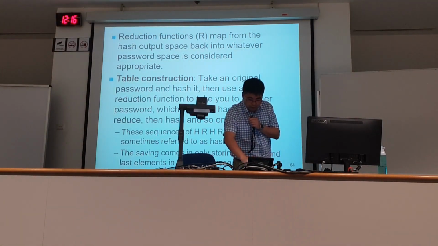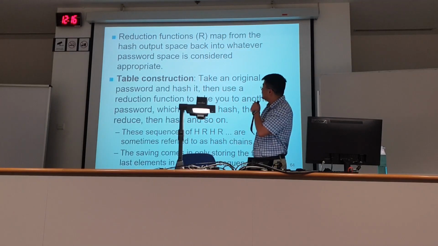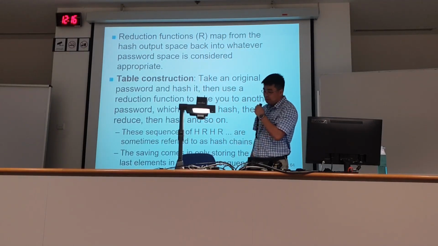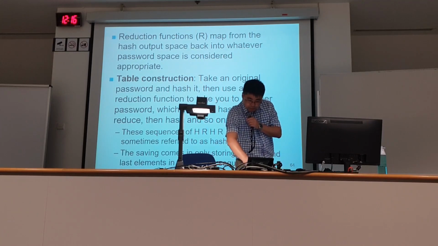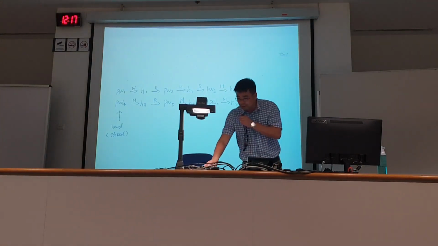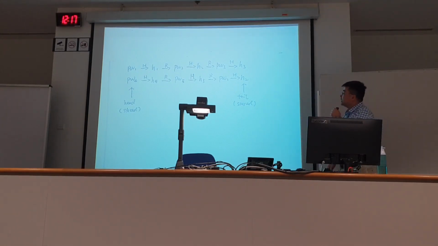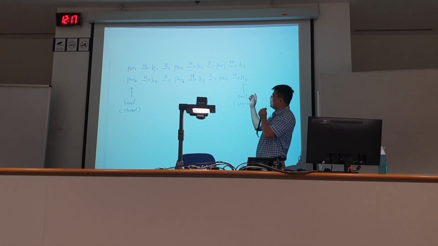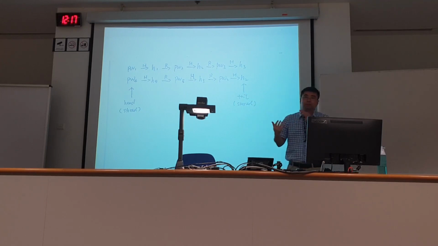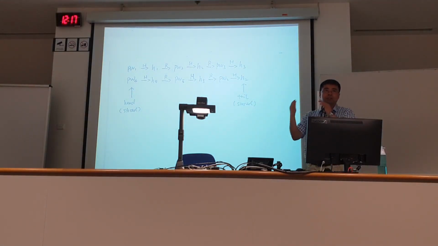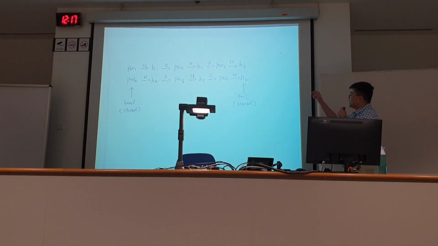So maybe I can show the example here. Okay, so this is basically how this hash reduce works. You start from password 1, and then you hash it, you get hash 1. Then you reduce it, you get password 2, right? The reduce is basically to map a hash value to a different password in the password table. And then you can do hash reduce for a few rounds.